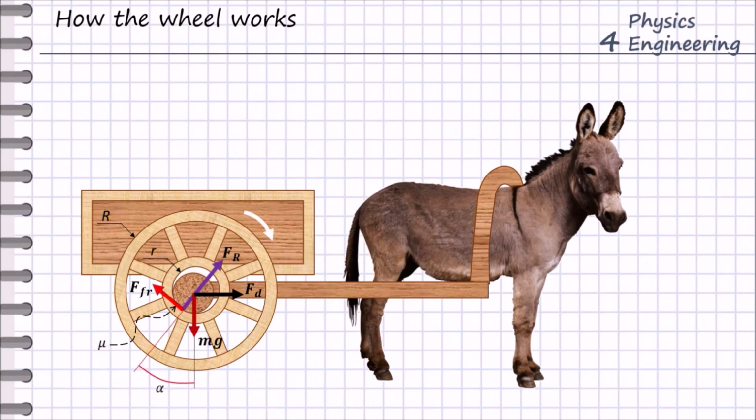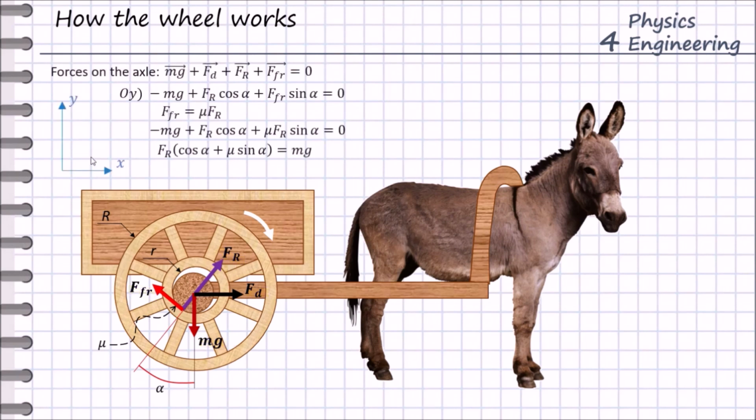First of all, let us define the forces acting on the axle. Obviously we will have a gravity force, mg, we will have the driving force required to move the wagon, we will have the reaction force between the axle or shaft and the wheel, and we will have the friction force. In order to solve this problem, we need to define the coordinate system, like in the picture, and then we will write the equation for the system equilibrium.